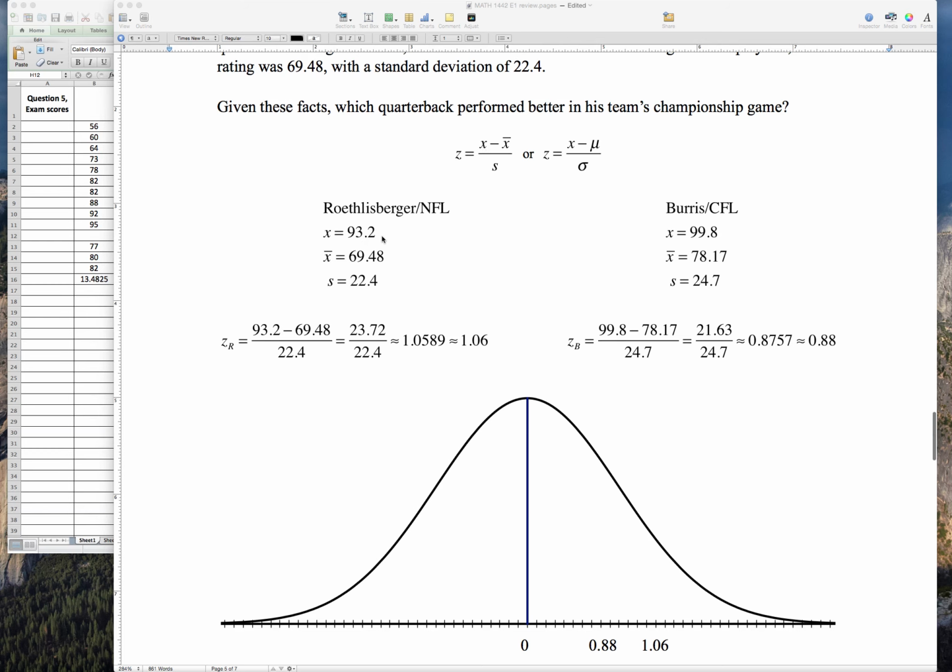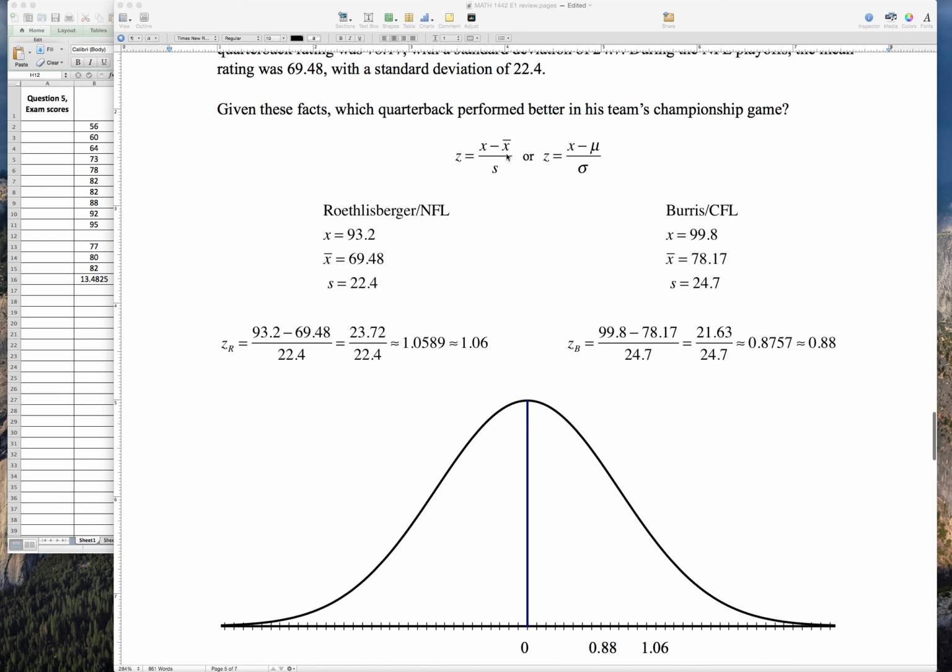The individual value goes here. His rating 93.2. The mean for his league was 69.48. That's the sample mean here. And the standard deviation is 22.4. So that goes here when we make our calculations in a moment. You can see them down here. I do the same thing for Henry Burris and list all the values for him. And when I have this legend put together like this, then I can see where to plug each of these into the formula that I'm using.